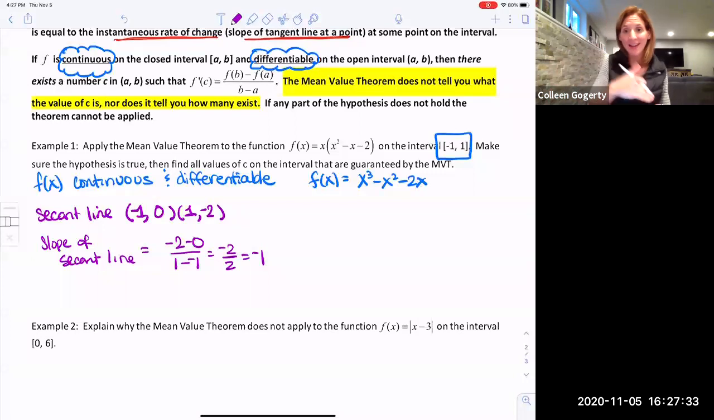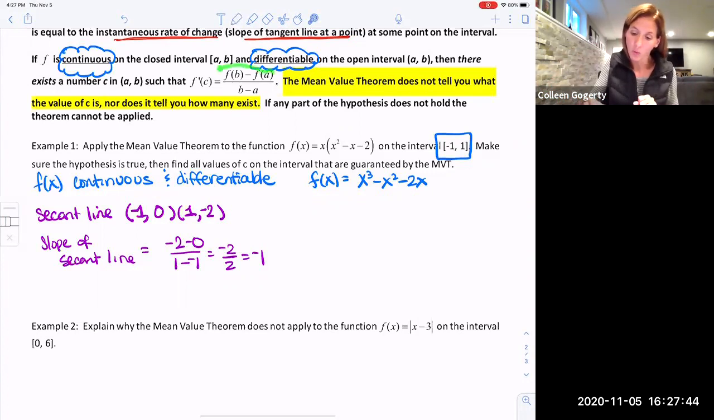Now think about what we just did on the front page. What does the slope of the secant line have to do with possibly finding some value of c? Okay, even look up here. We just calculated the slope of the secant line.